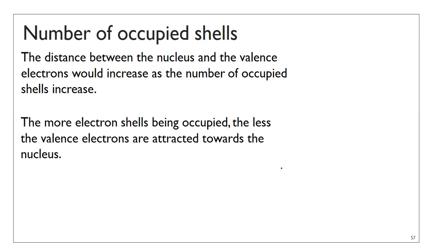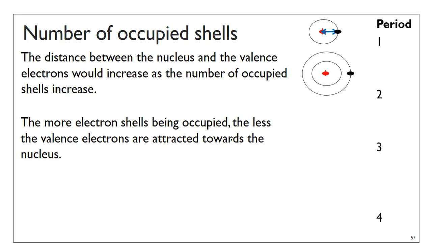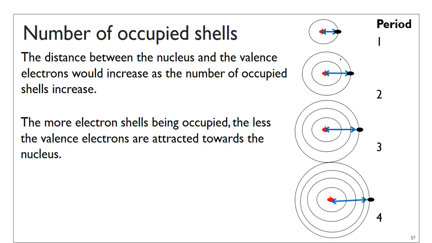So the second thing that will affect the attraction between the nucleus and the valence electrons is the number of occupied shells. Simply, if you have more occupied shells, you increase the distance between the nucleus and the valence electrons, and you will decrease the attractive force. This is just another visual representation of an increase in distance by increasing the number of shells. Even if you have the same core charge, as represented by the same number of valence electrons in this diagram, you still have a decrease in the attractive force as the distance gets larger.